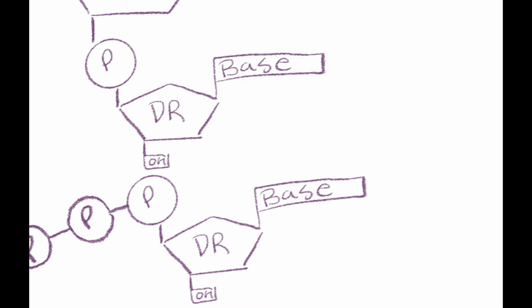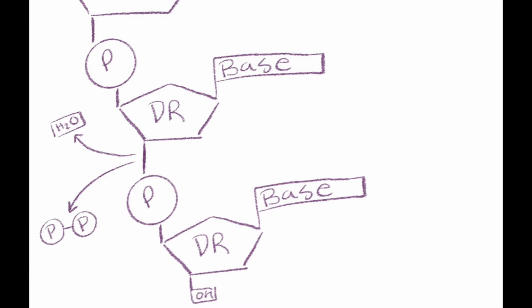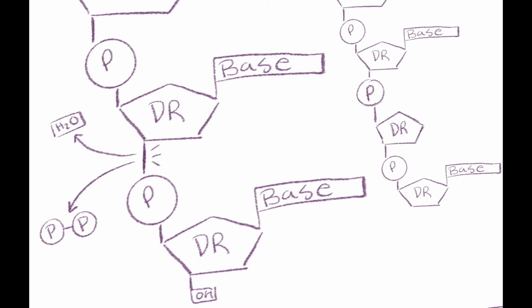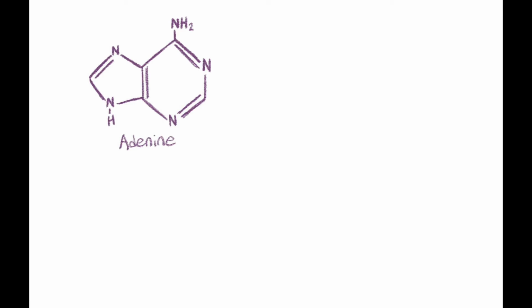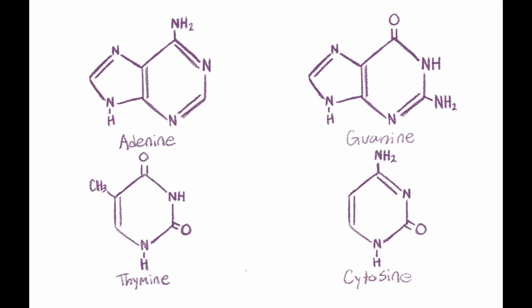In DNA's case, it's a condensation reaction where the energy of the removal of two phosphates, pyrophosphate, from the incoming nucleotide is used to bind the monomers together. We already know that DNA is composed of nucleotides, but what are these nucleotides? Well, they're molecules that are made up of a nitrogenous base, a phosphate group, and a sugar. There are 4 different nitrogenous bases in DNA that are super important in its structure: adenine, guanine, thymine, and cytosine, but we'll just call them A, G, C, and T from now on.